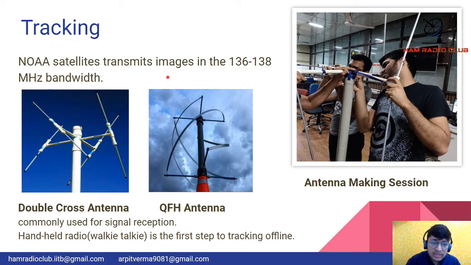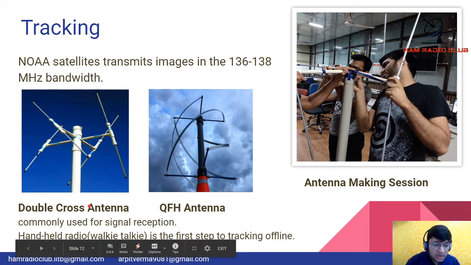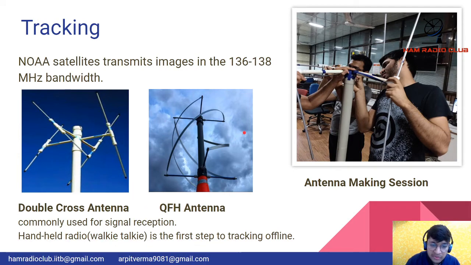This is the basic information. If you are doing offline tracking, there are two very good antennas used for tracking NOAA: one is a double cross antenna and one is a QFH antenna. You can read more about the double cross antenna on our Instagram series NOAA Shack, and you must remember that the web SDR we are using right now uses a QFH antenna. This is what it looks like. We are planning to build this in the next semester when we go back to the institute.